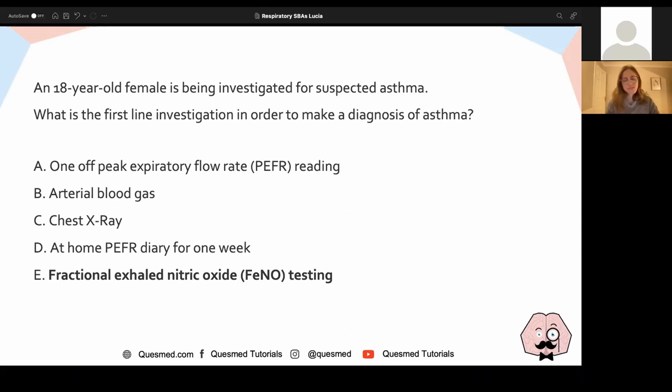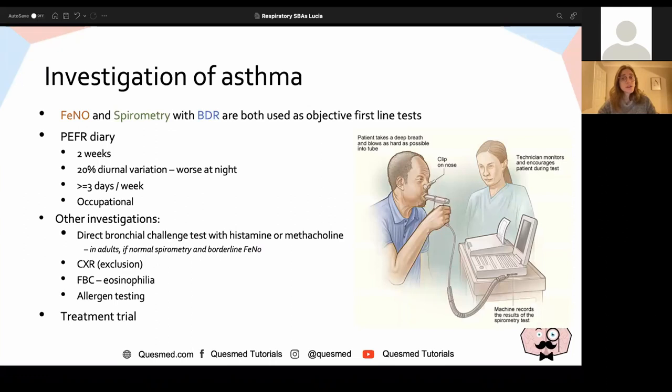The reason why it's recommended as first line is, first of all, it can be done in pretty much all ages. I mean, very young children would struggle, but it's minimally invasive, and can be carried out in the community in small settings without having to do full spirometry. And it gives you a pretty good idea of airway inflammation. So the higher the FeNO, the more likely this is asthma. It really gives you a good picture of the inflammatory process in the airway.